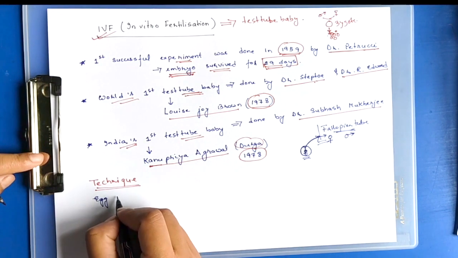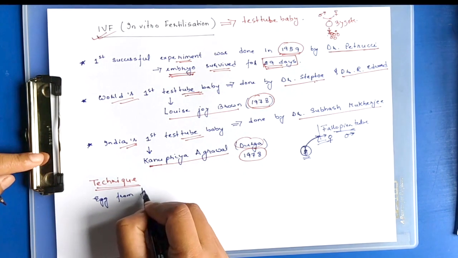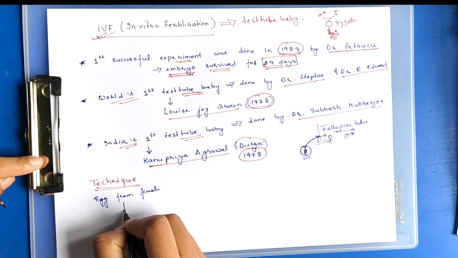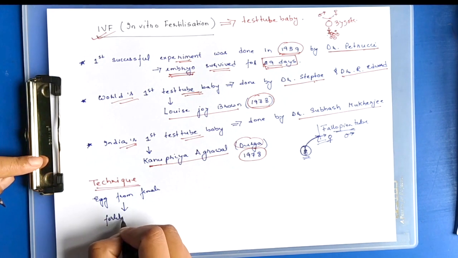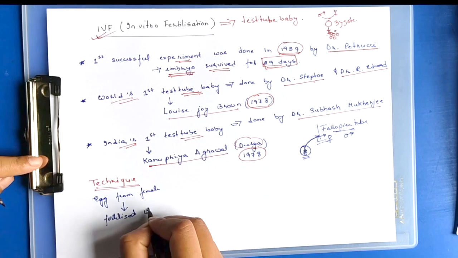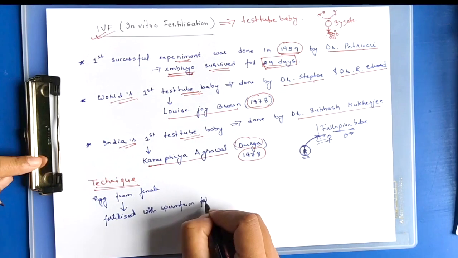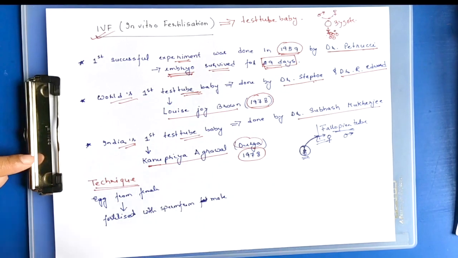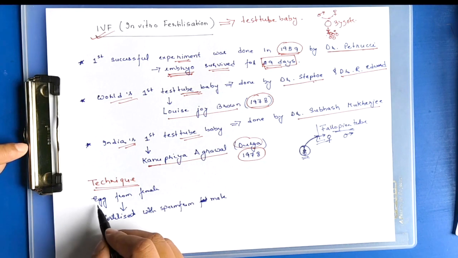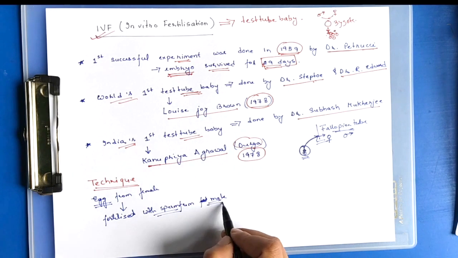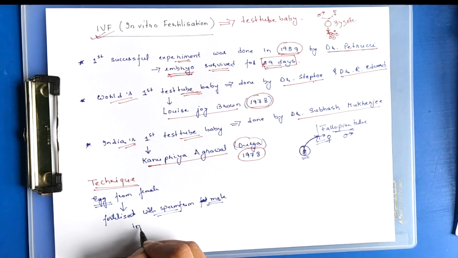The egg is taken out from the female's ovary. The egg is fertilized with the sperm taken from the father, from the male. The egg is taken from the female, and that egg is fertilized with the sperm taken from the male, in vitro.